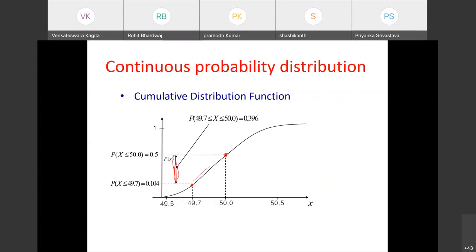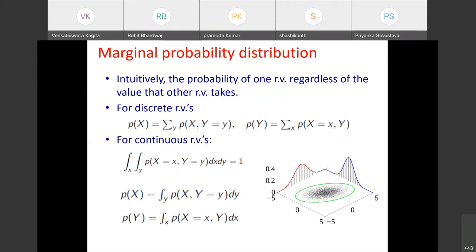Now we have seen what is continuous probability distribution and what is marginal probability distribution in the case of continuous random variables. So what is marginal probability distribution? Let's talk about the discrete case. In the discrete case, it is the probability of one random variable regardless of the value that the other random variable is taking. For example, probability of heads irrespective of the value that the dice is taking, that is the marginal probability distribution. And we have seen how to compute it. If you're interested in probability of x, just take the sum over y of probability of x comma y, and probability of y is the sum over x of probability of x comma y, right?